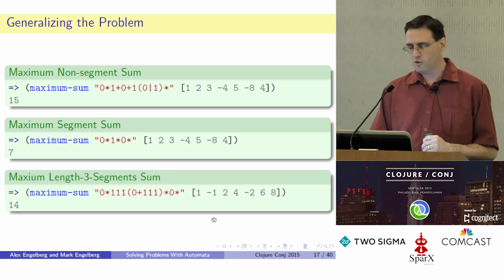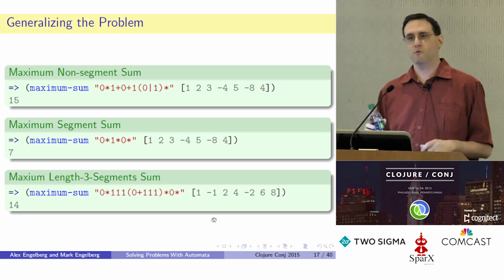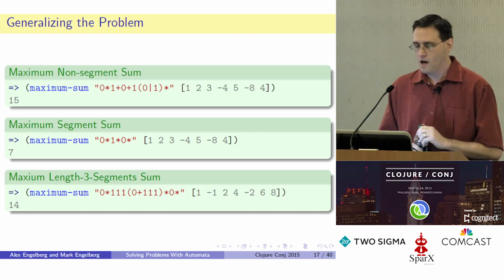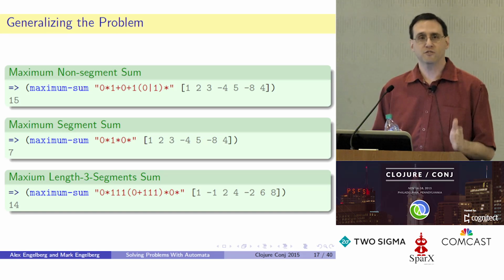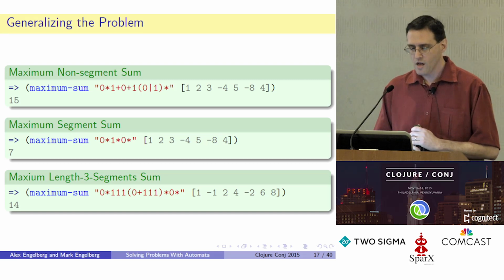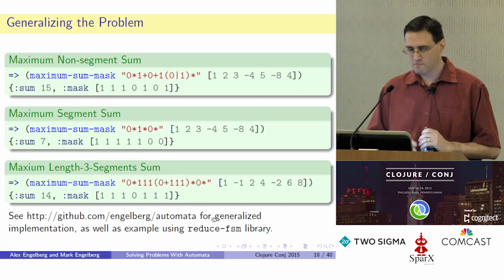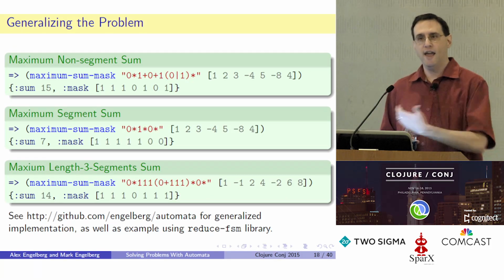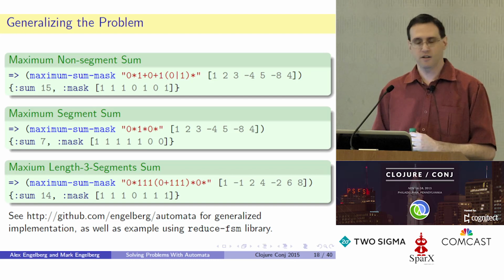Or we could do something totally crazy like the maximum length where we're extracting segments of exactly length 3 or something like that. As long as we can describe it with a regular expression, this algorithm can do it in O of n time, 1 pass. We could even step it up a little bit and have it show us both the sum and the bitmask that it used to find it.